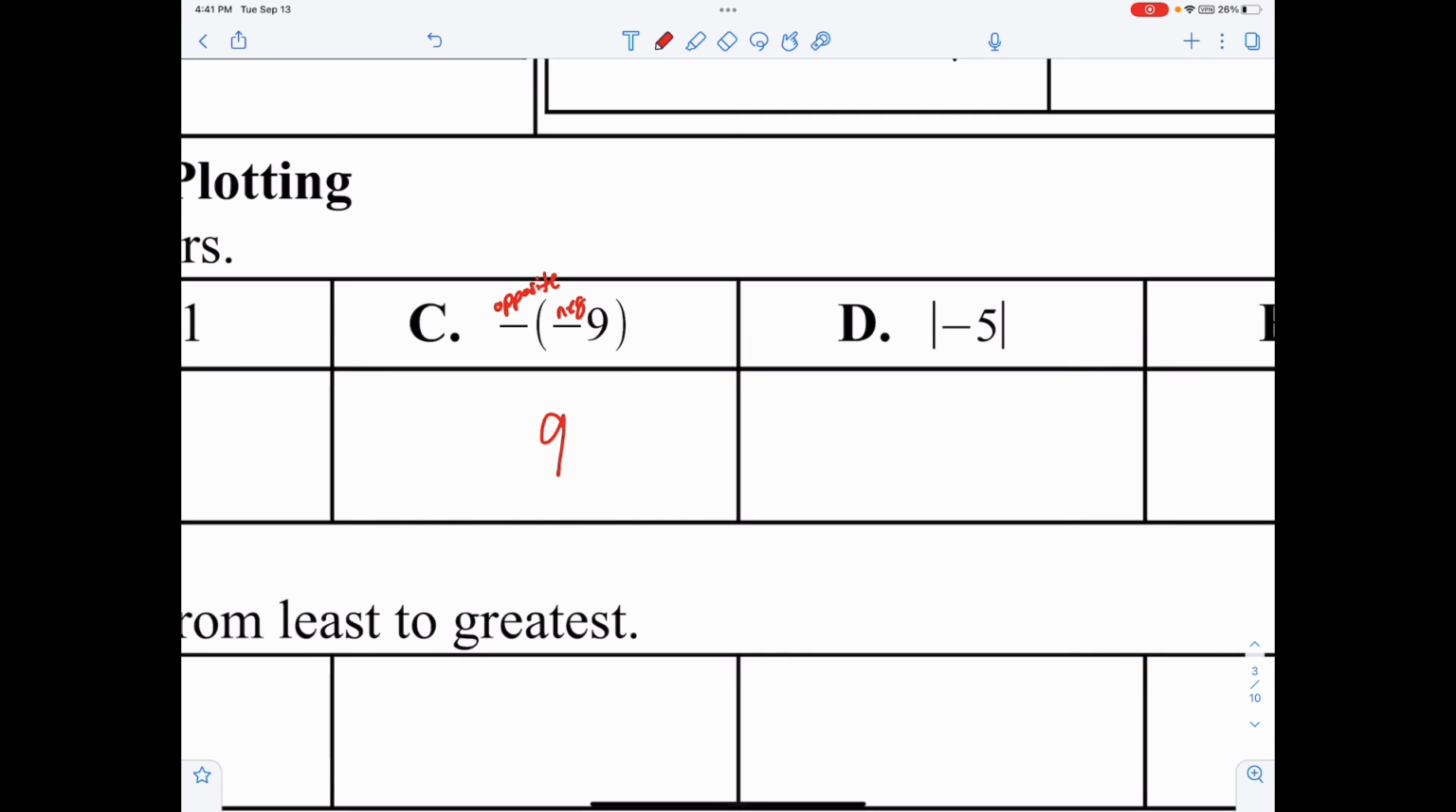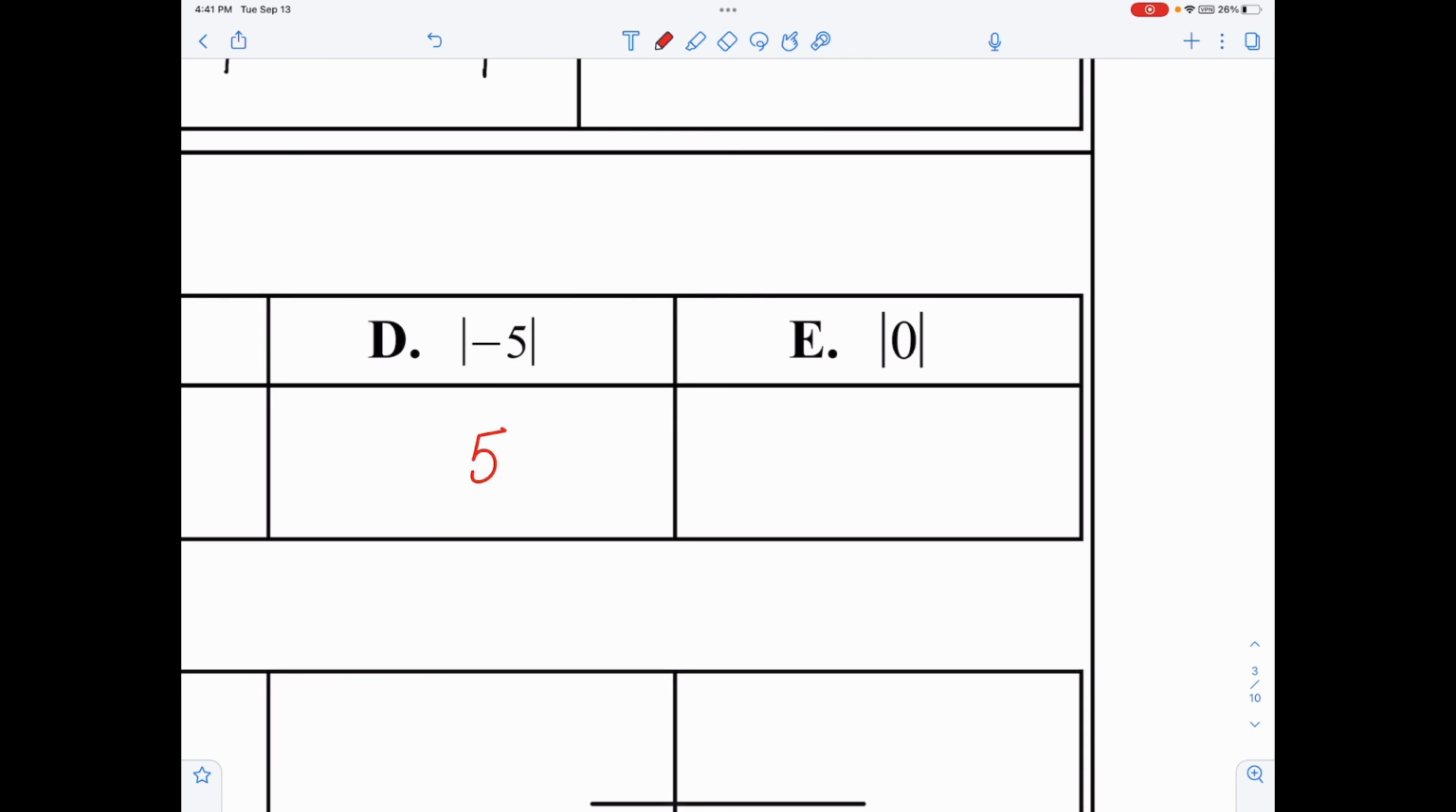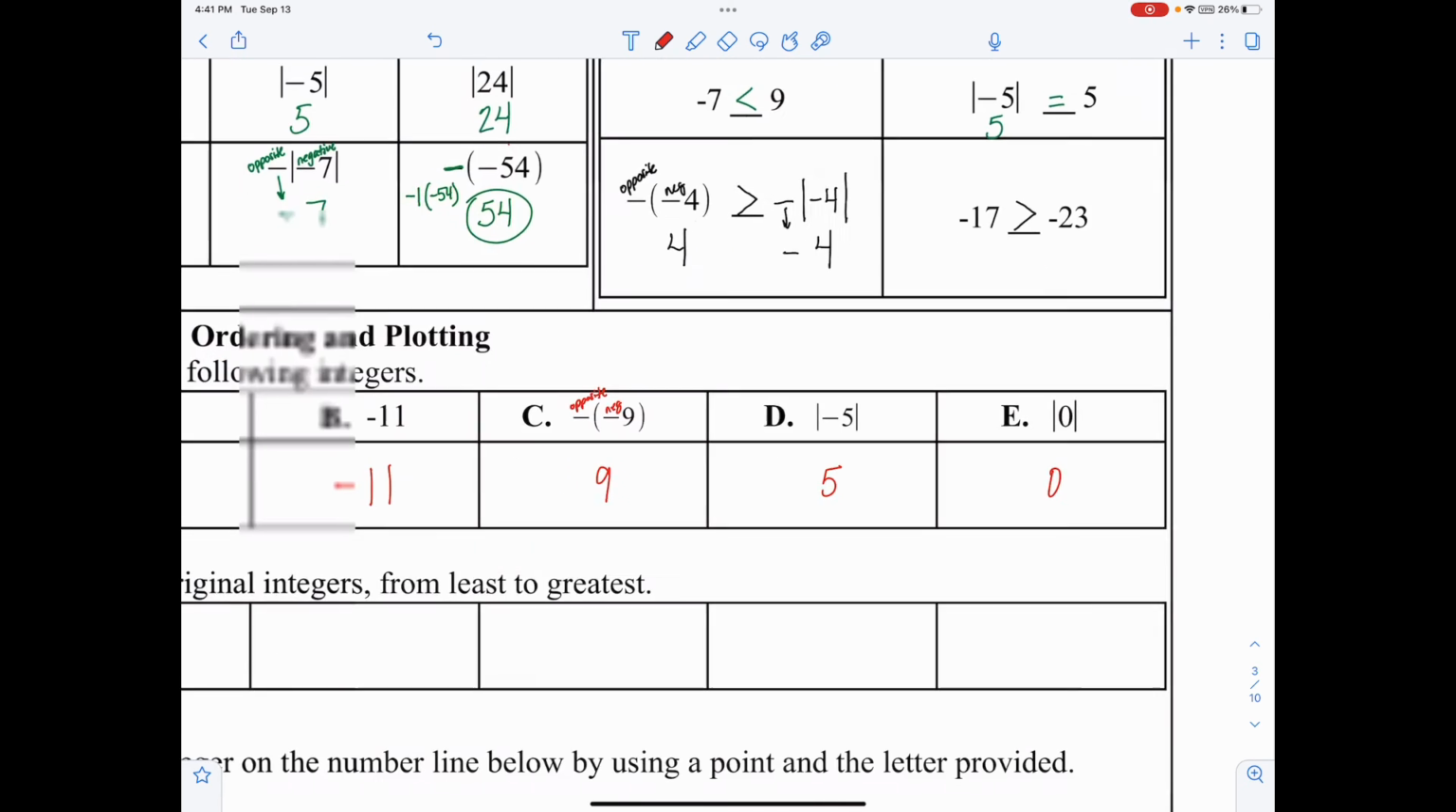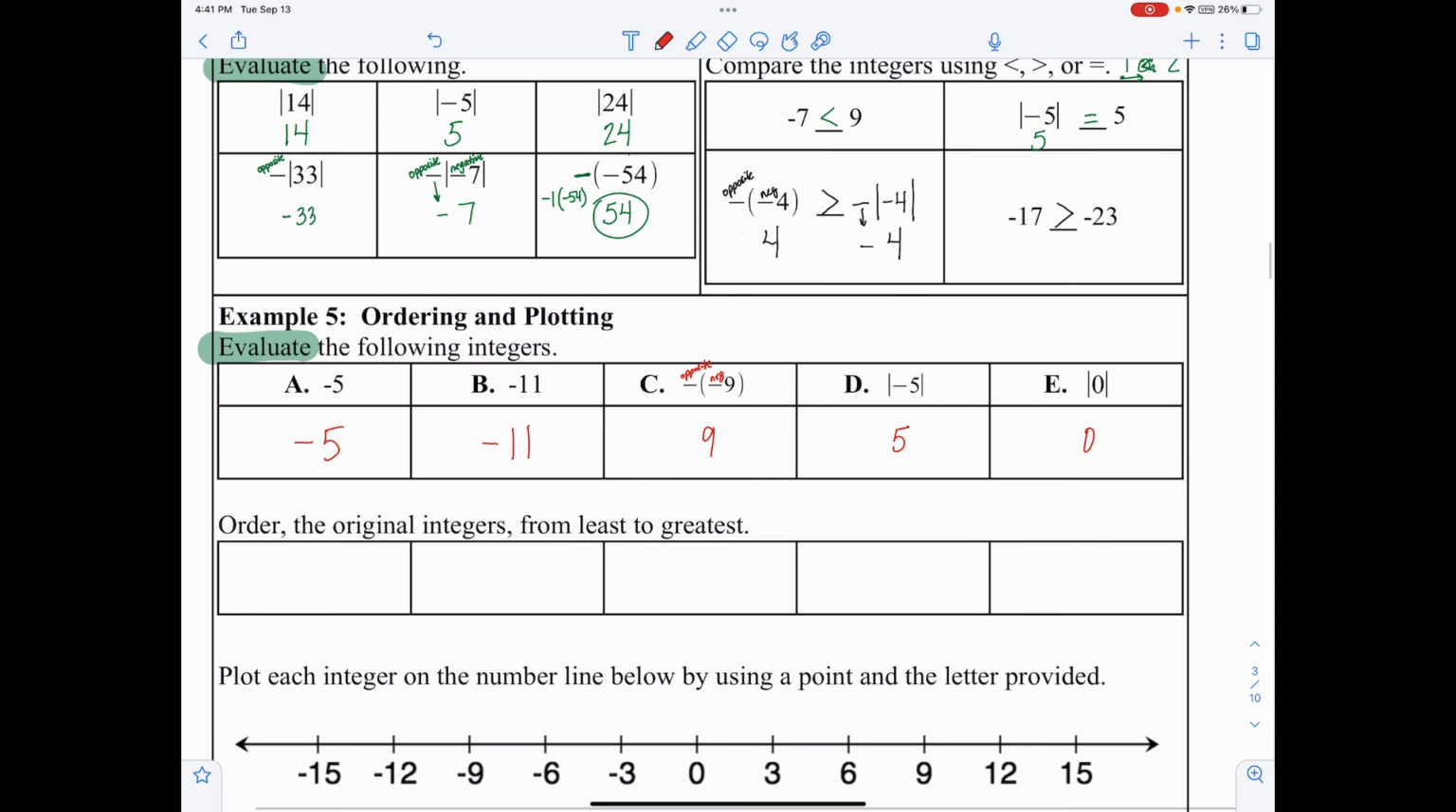All right, absolute value of -5. How far am I away from 0? I am 5 away from 0. And then what is the absolute value of 0? How far is 0 away from 0? Not very far, 0. All right, time to order these from least to greatest.